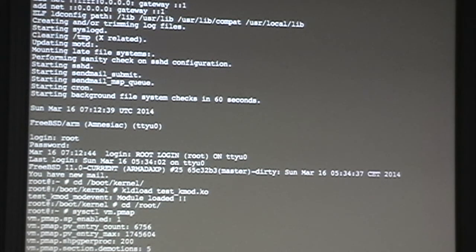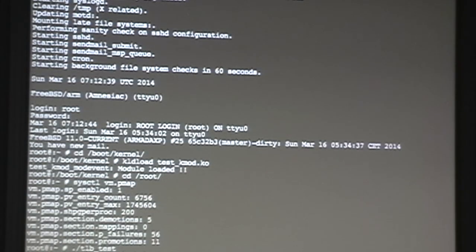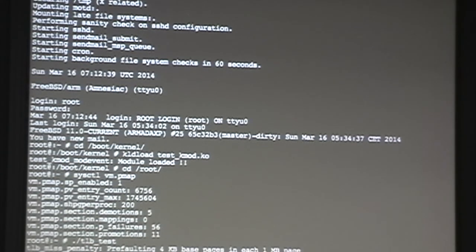Now Superpages are enabled, and we did the same test. And as you can see, we have a significant reduction of the cycles per TLB miss, and TLB miss is recorded.